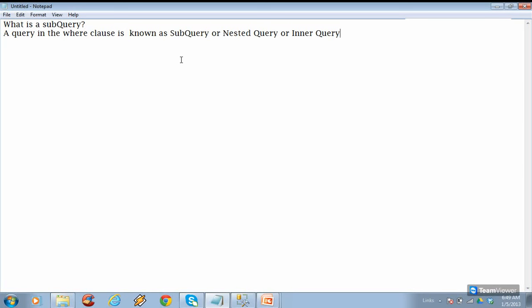So the next point would be: the subquery would be executed first, then the result is passed to the outer query.